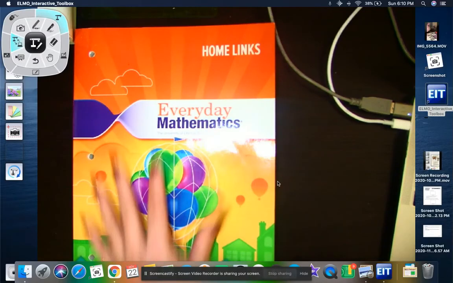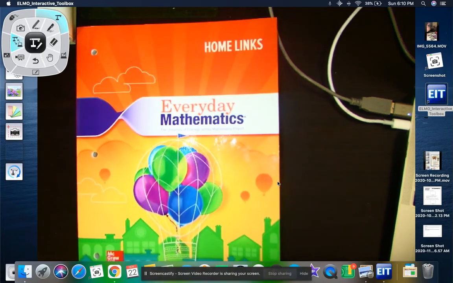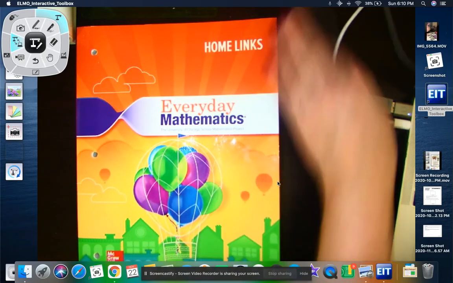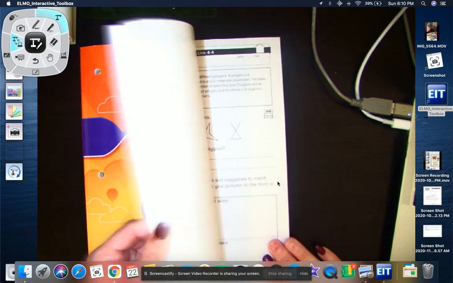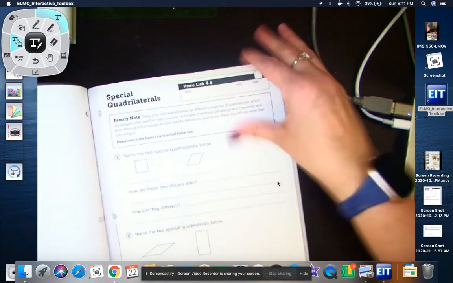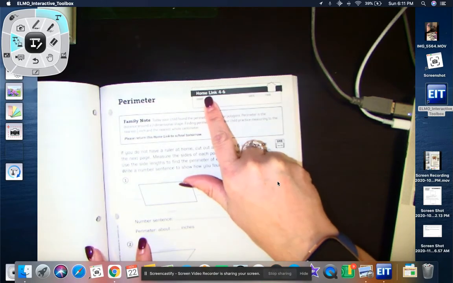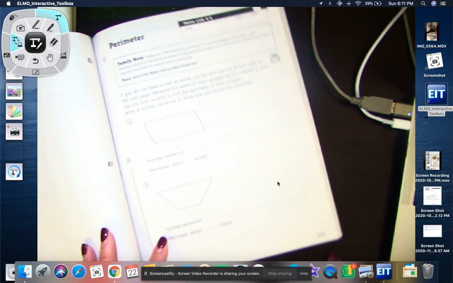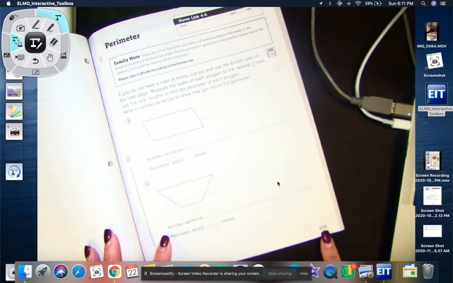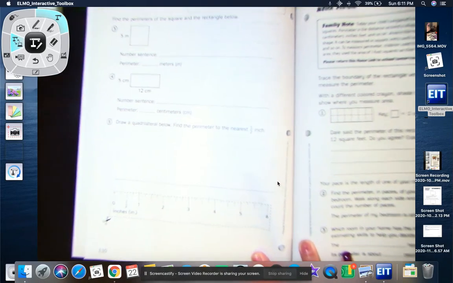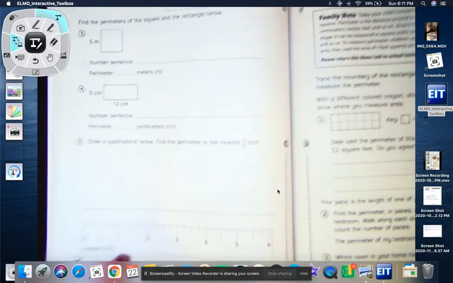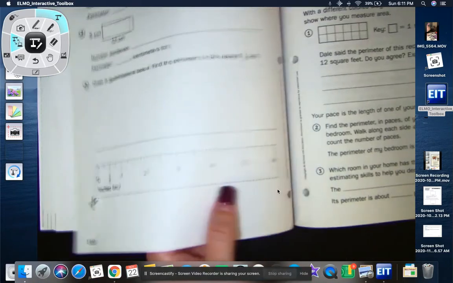All right, so we're going to go in our home link, and we're going to use one of the rulers in our home link to help us out. So this is actually the page that we're going to be doing for our home link, but I want you guys to use this ruler. So you're going to find home link 4.6. It'll say home link 4.6 at the top, and the page number is 109. So we're going to go to page 109, and actually we're going to be cutting out the ruler on page 110. Now, you don't have to cut out this whole page or tear out this whole page, but I do want you to cut out the ruler.